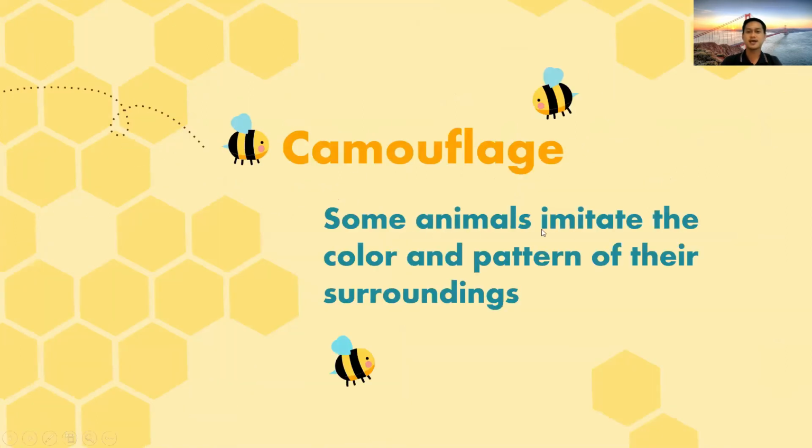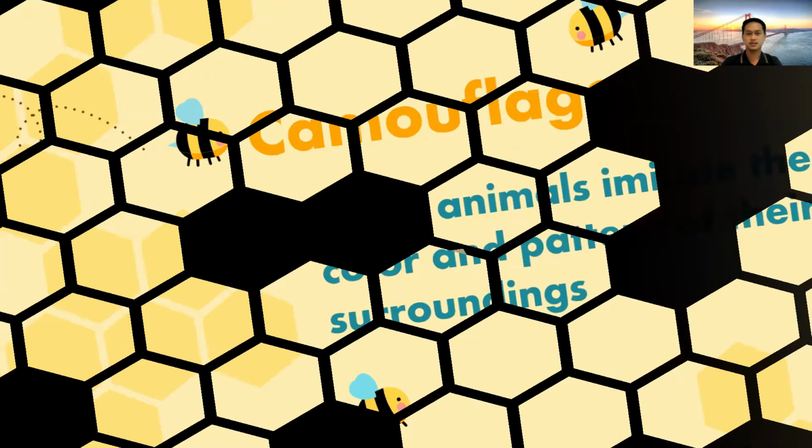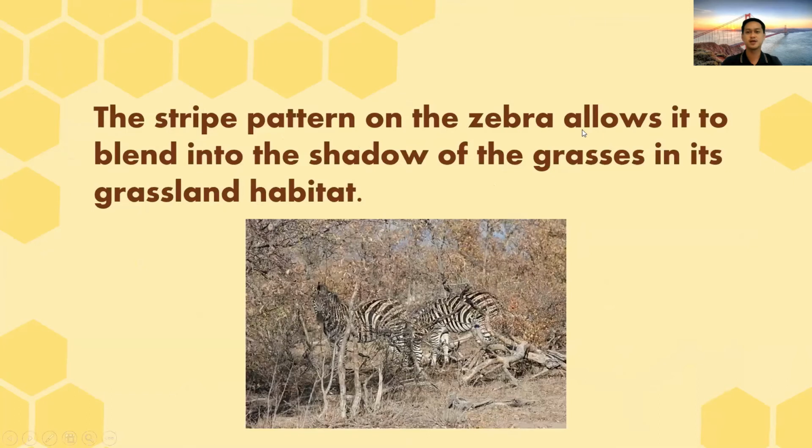Camouflage. Some animals imitate the color and pattern of their surroundings. For example, the stripe pattern on a zebra allows it to blend into the shadows of the grasses in its grassland habitat. Also, tigers have stripes to blend themselves into the grasses.